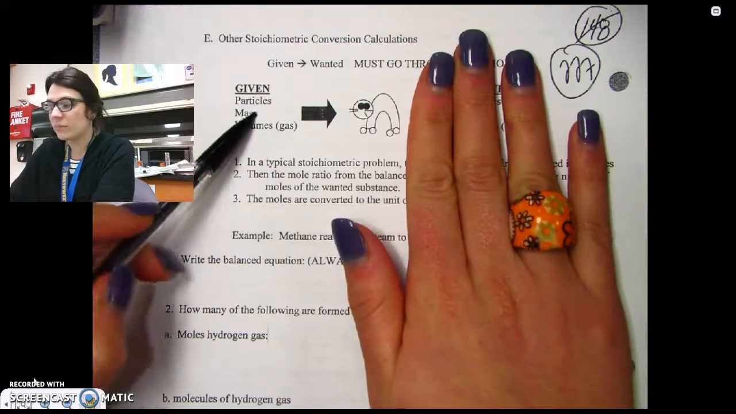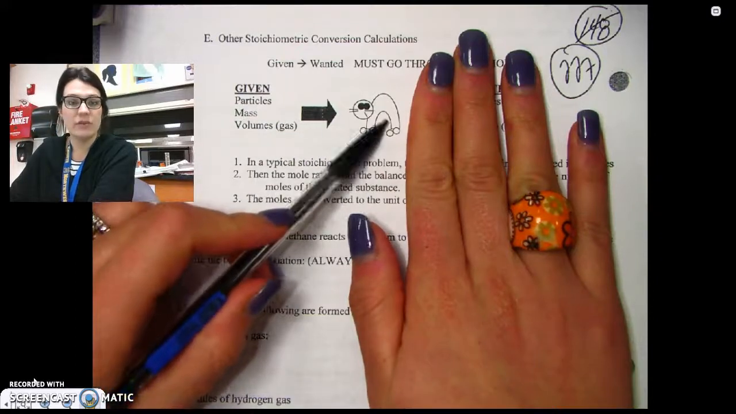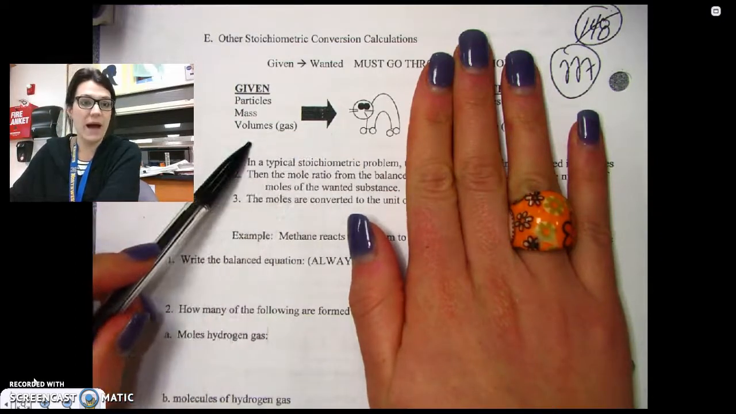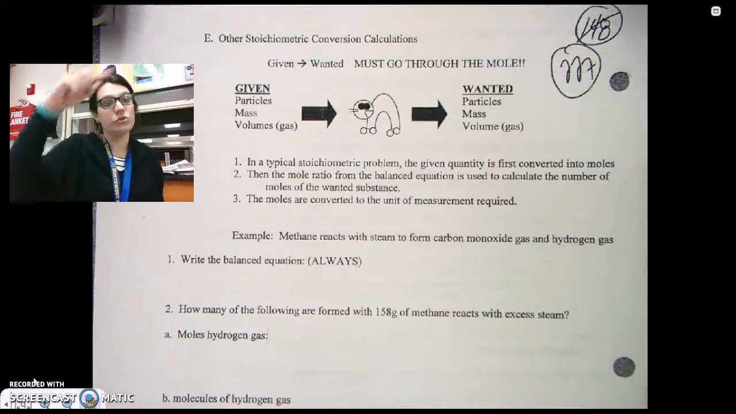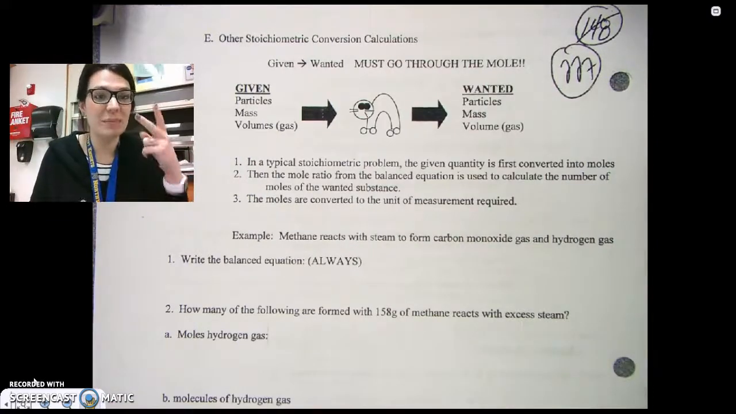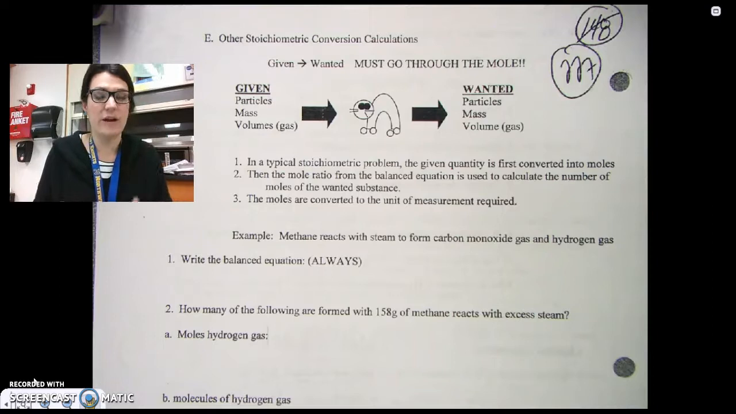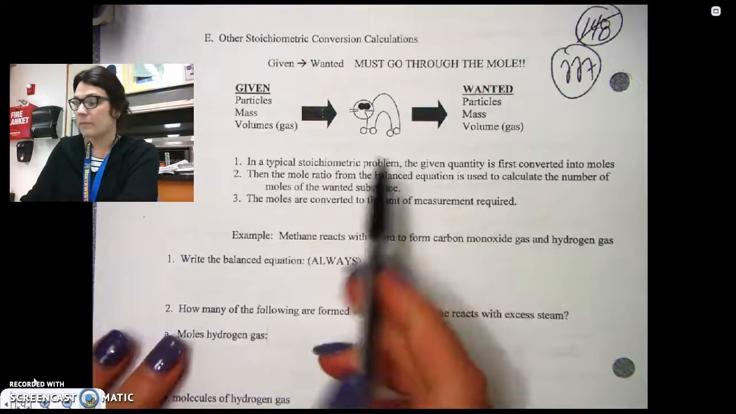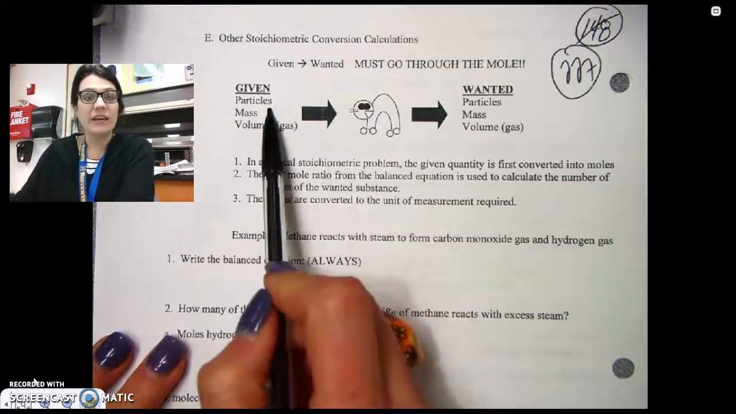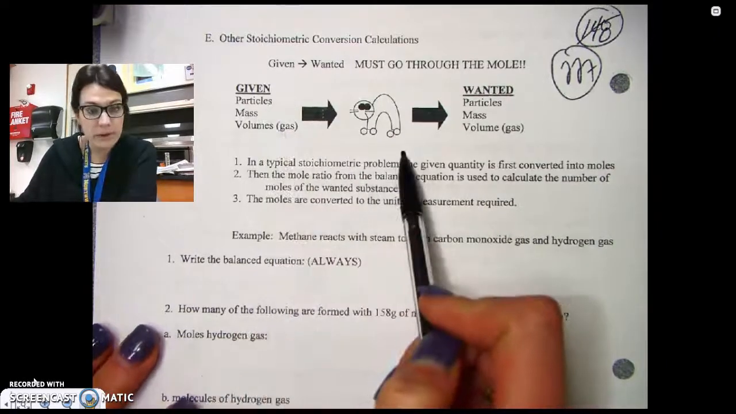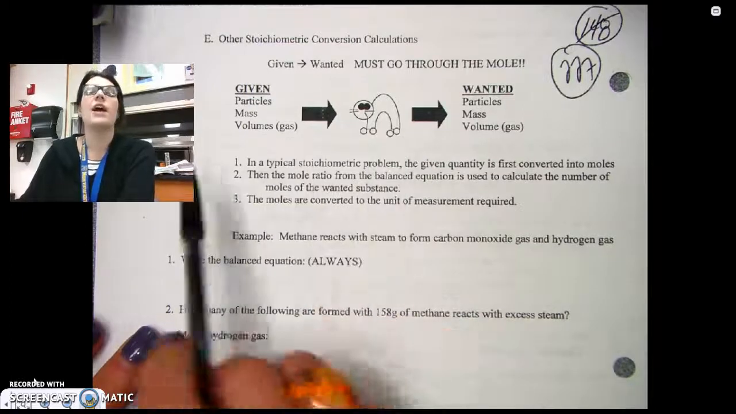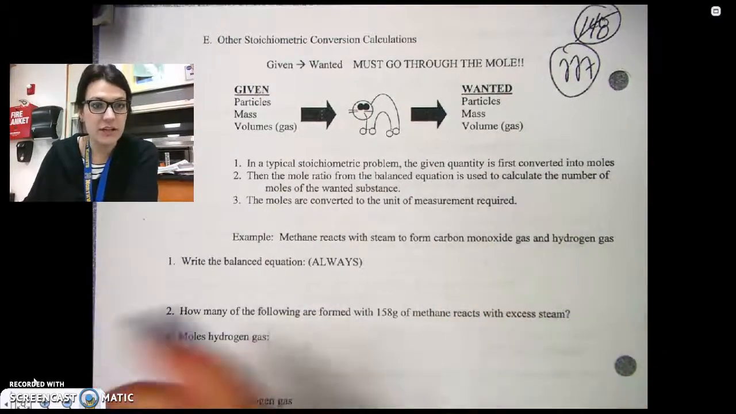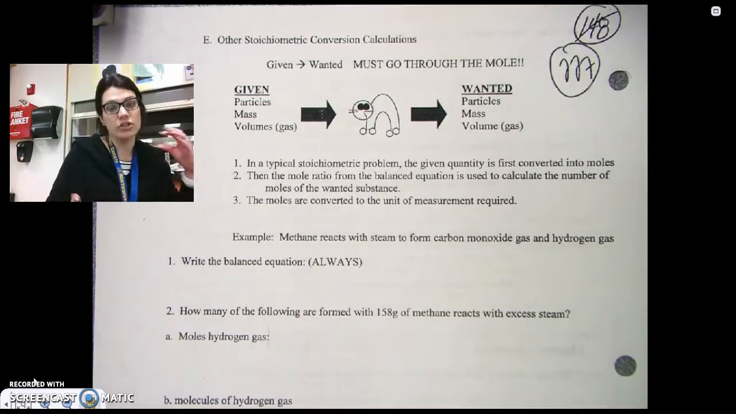But the thing with the mole was that every time I went to the mole and I was going to something else, I would go back outside of the mole using that mole bridge. And we only typically did 2 conversions, right? Now we may have to do more than 1 conversion because I need to move from the given to the mole, based off the balanced chemical equation, to the wanted materials on the other side using another conversion.